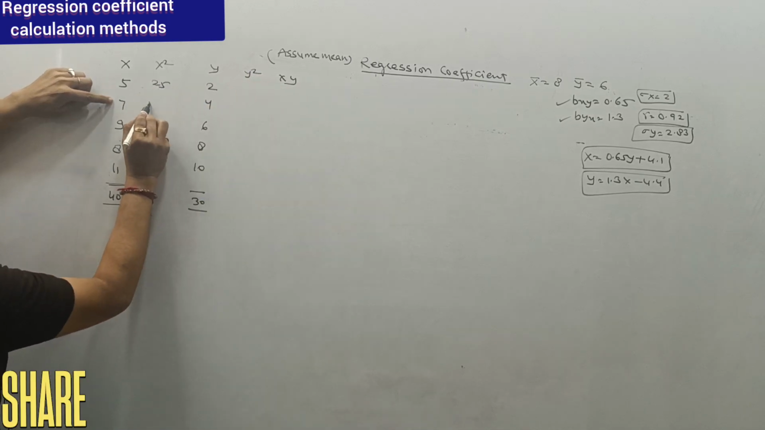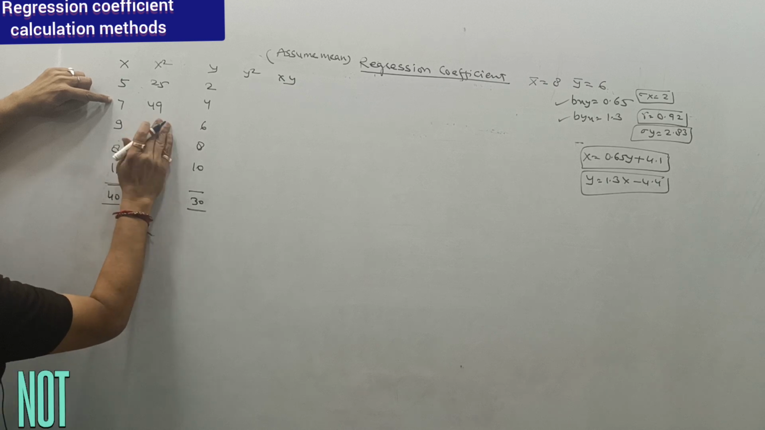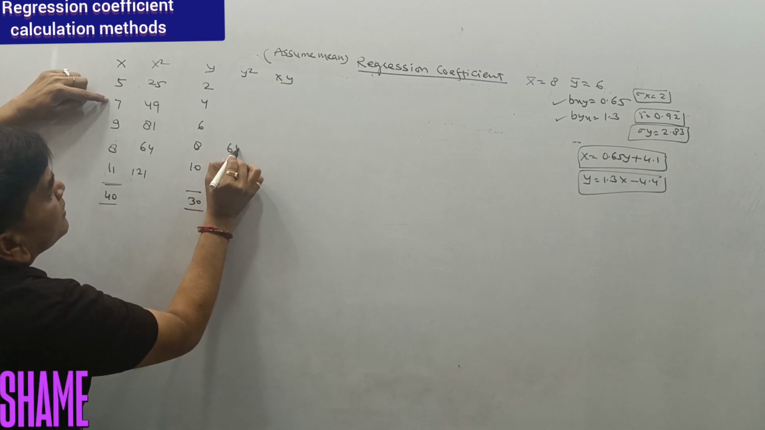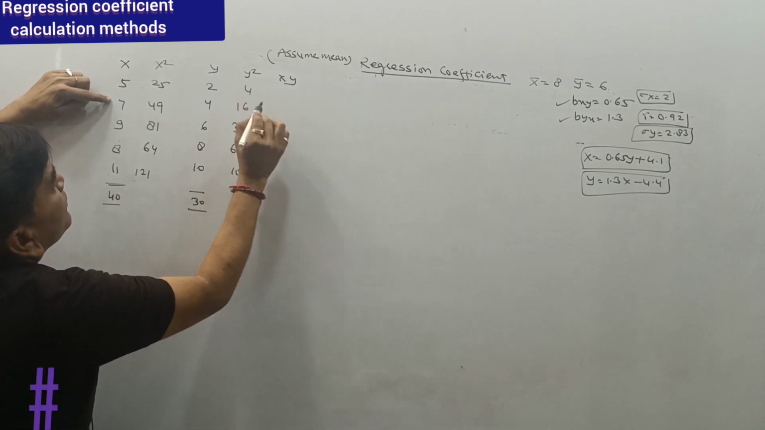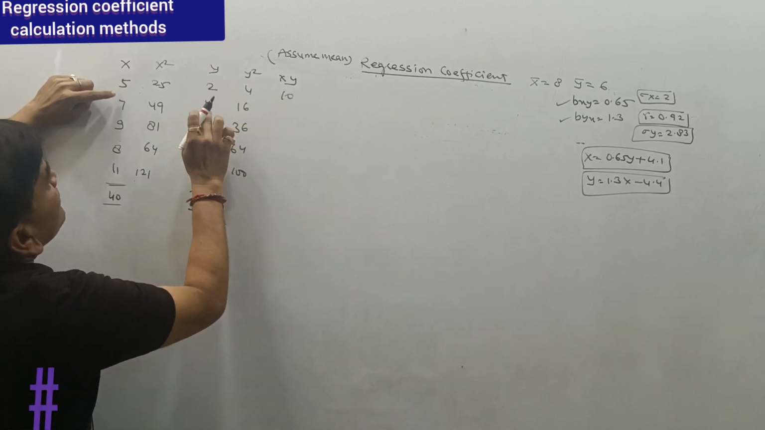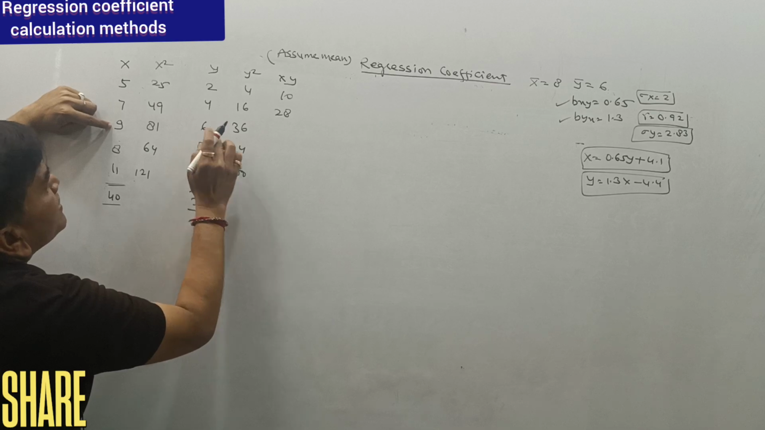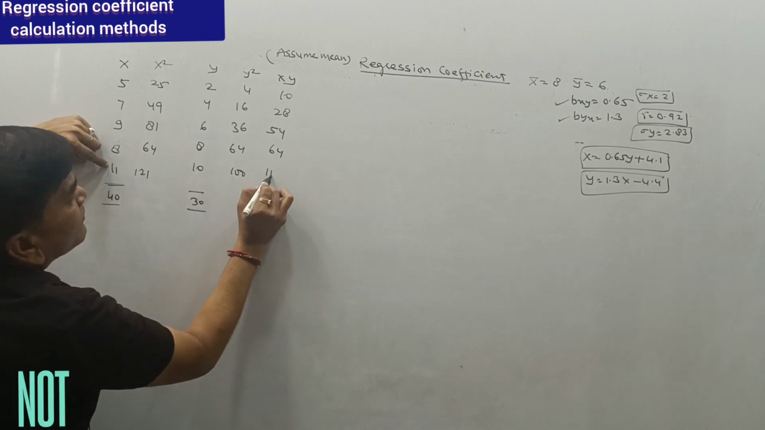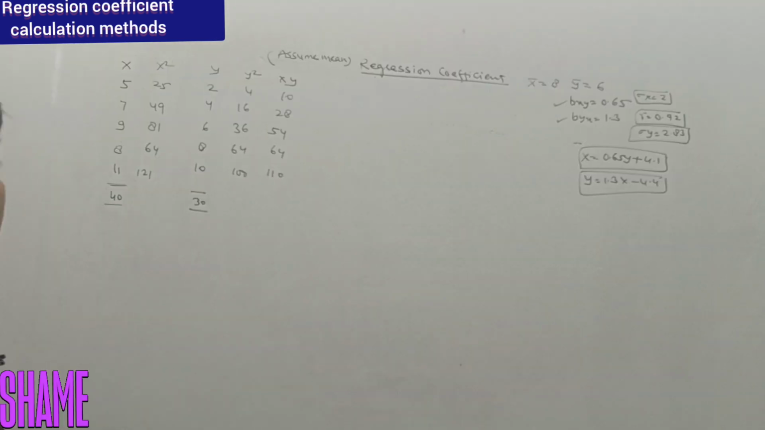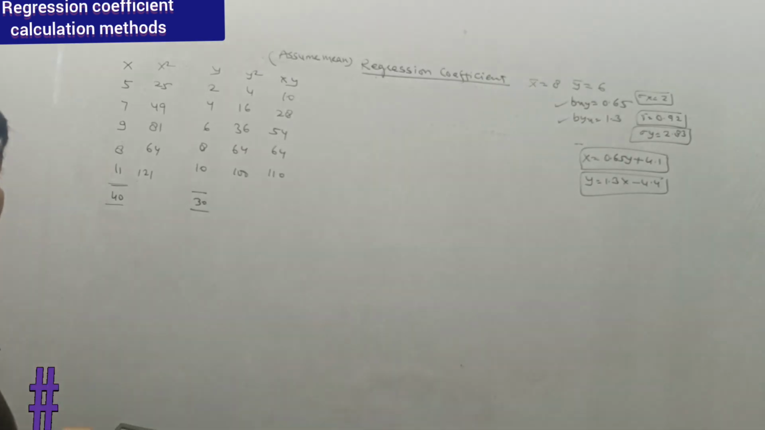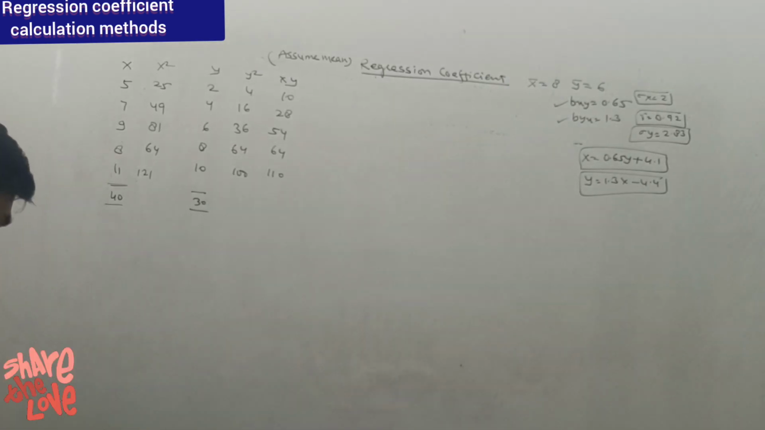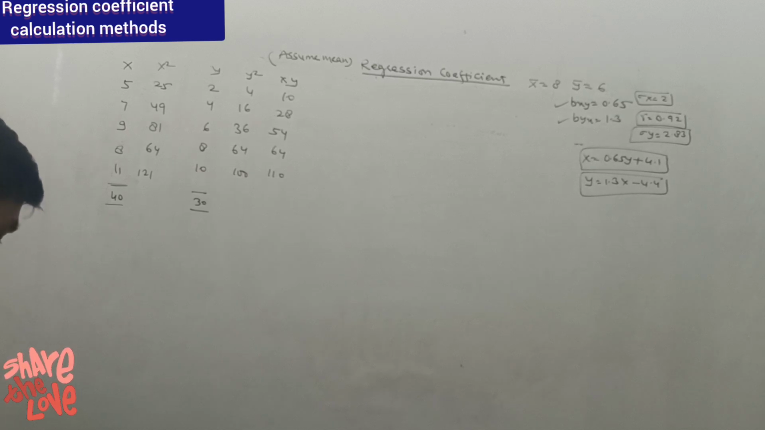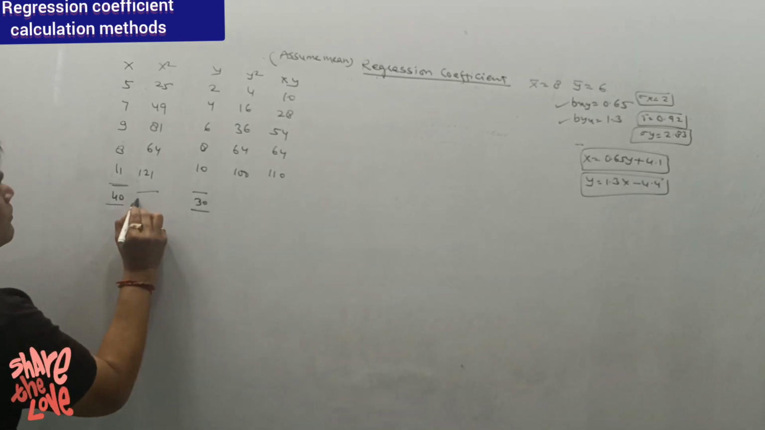So 25, 49, 81, 64, 121, 100, 64, 36, 16 and 4. 5 2s are 10, 7 4s are 28, 9 6s are 54, 8 8s are 64, 11 10s are 110. So adding all these, first 25, 49, 81, 64, so this is 340.